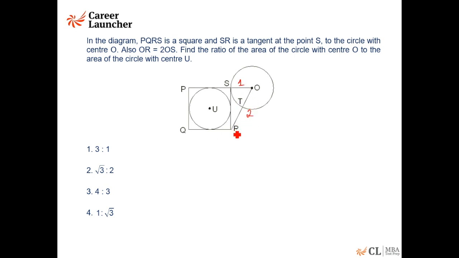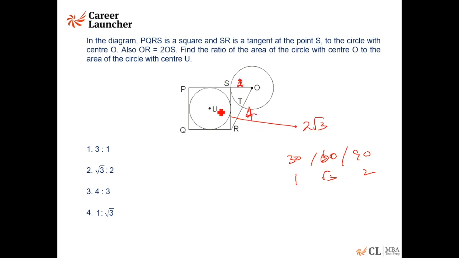And what will be SR? SR will be 1 root 3. This will be root 3. 30, 60, 90. The ratio of sides is 1 is to root 3 is to 2. 1 is to 2 is there, so this should be root 2, this should be root 3. So to make my life easier, I will take it to be 2, 4 and 2 root 3.